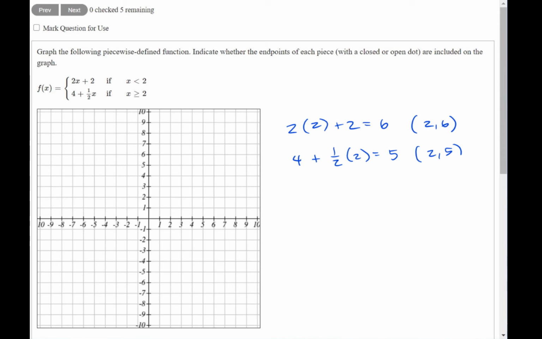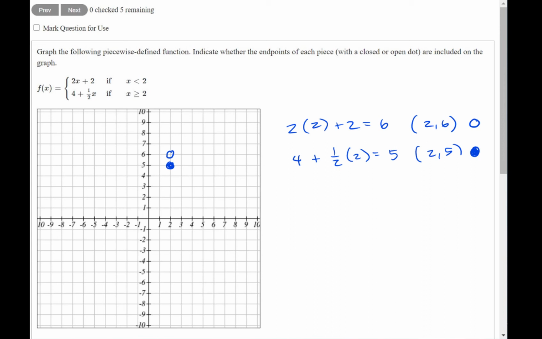Now, on the first one, where we have 2x plus 2, this point is not contained on that interval. So I'm going to plot that with an open circle. Then I'm going to plot this other one with a closed circle because its x is greater than or equal to 2, and it's contained on the interval. All right, so (2, 6) gets plotted here as an open circle. (2, 5) gets plotted here as a closed circle.